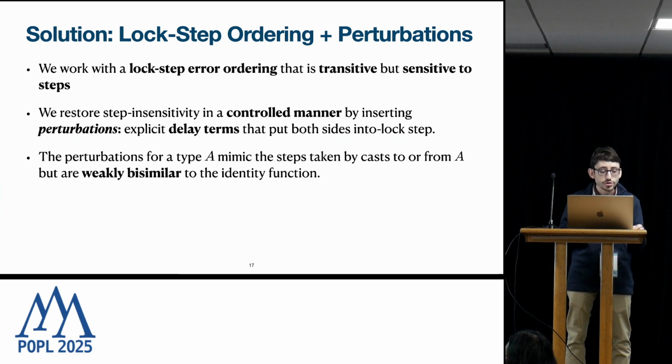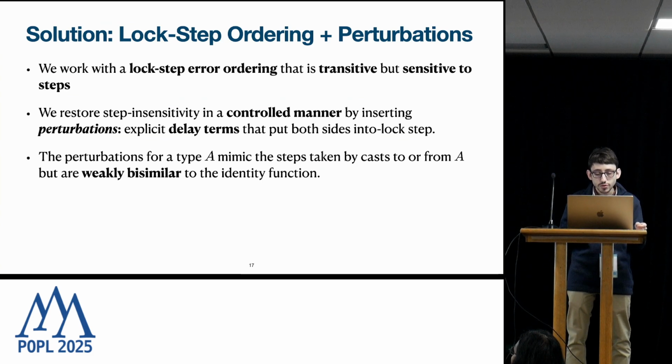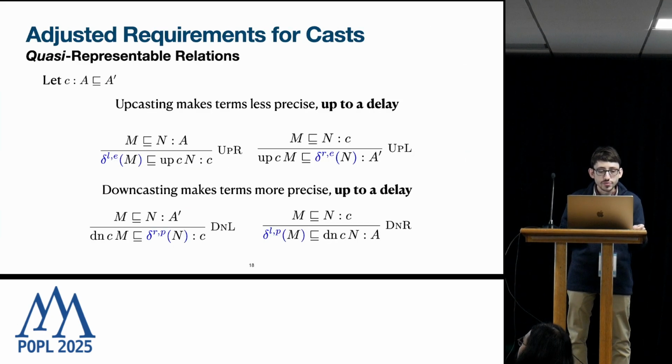So the idea is that the perturbations mimic the stepping behavior of casts, but they're weakly bisimilar to the identity function. That is equivalent to the identity when you ignore steps. And then lastly, we just relax the definition of representability to allow for casts to be in lockstep to perturbations rather than to the identity. And so we can see here the updated rules. On the side opposite the cast, we allow for there to be a perturbation rather than requiring it to be the identity. And this allows both sides to remain synchronized.